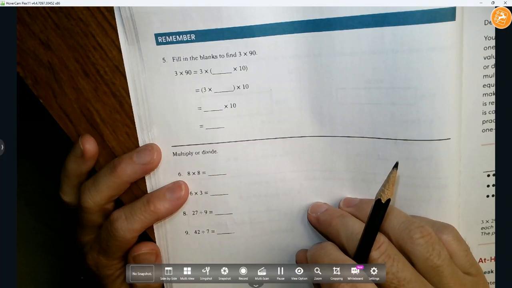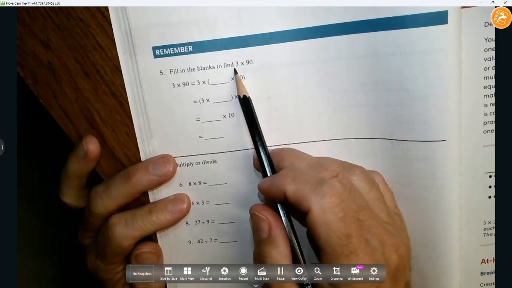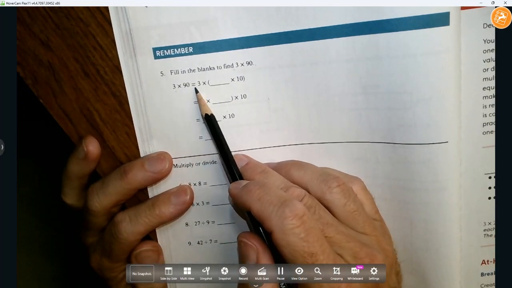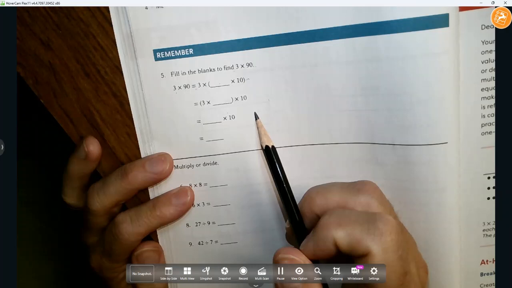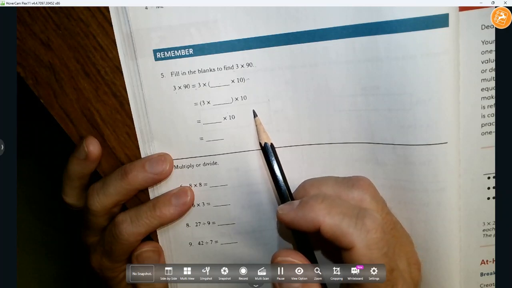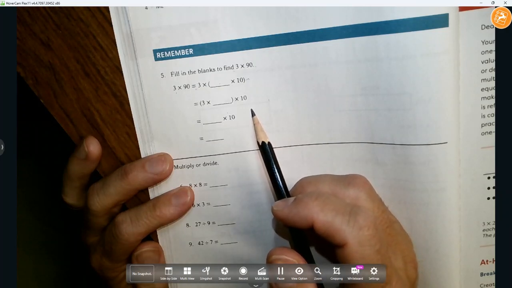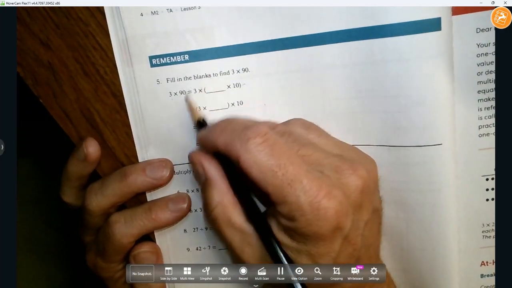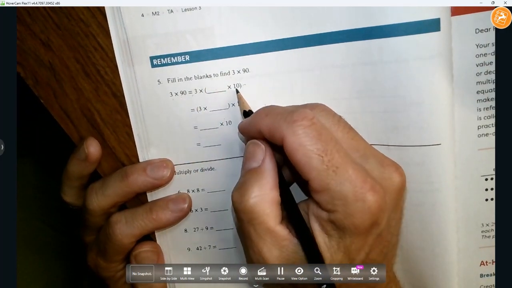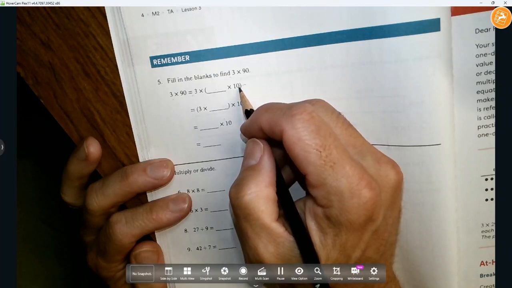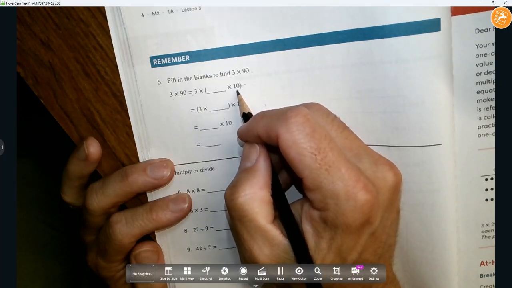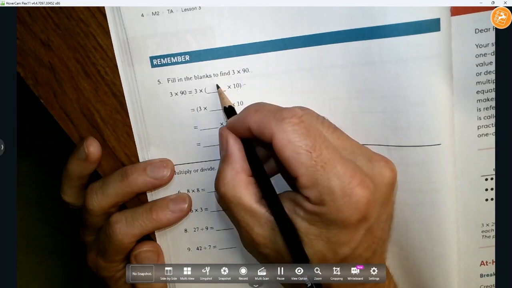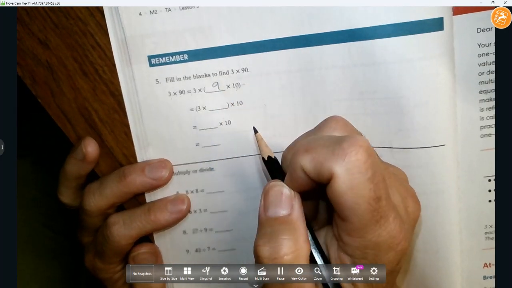All right, fill in the blanks to find 3 times 90. 3 times 90 equals, oh, these parentheses are back. Okay, parentheses just means you do that part first. But we're decomposing, so we're breaking this down. We just talked on the other page about 9 times what equals 90. Well, we have a 10 here, and we have the 9 on the other page, so we can bring that 9 over and let it help us again, okay?